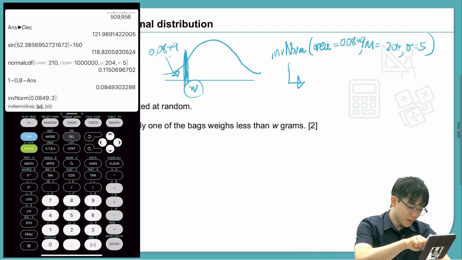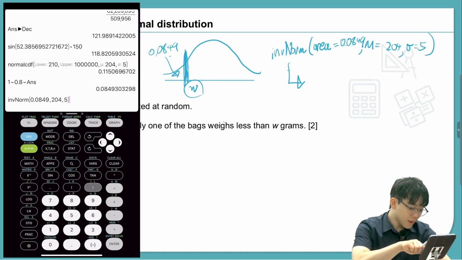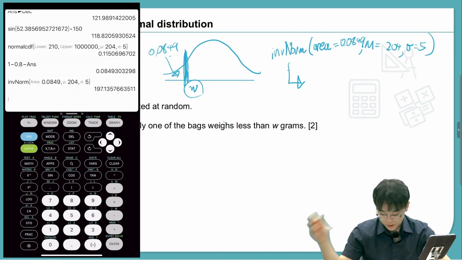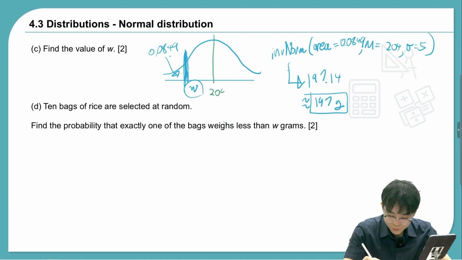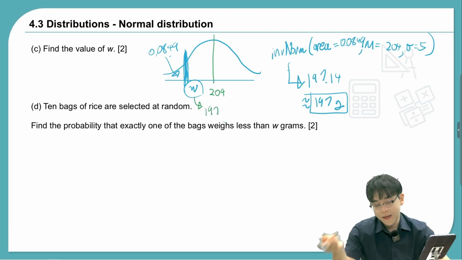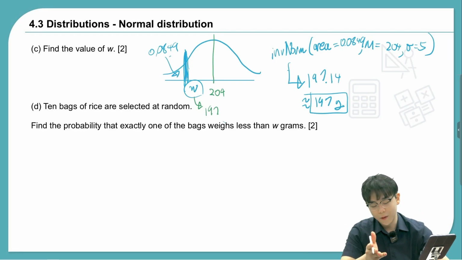If we enter that correctly, we should get 197.136, or around 197.14, or roughly 197 grams. I think this makes sense, because if our center is at 204, and W is 197, then we're roughly 2 standard deviations below. So that's going to be on the lower extreme.